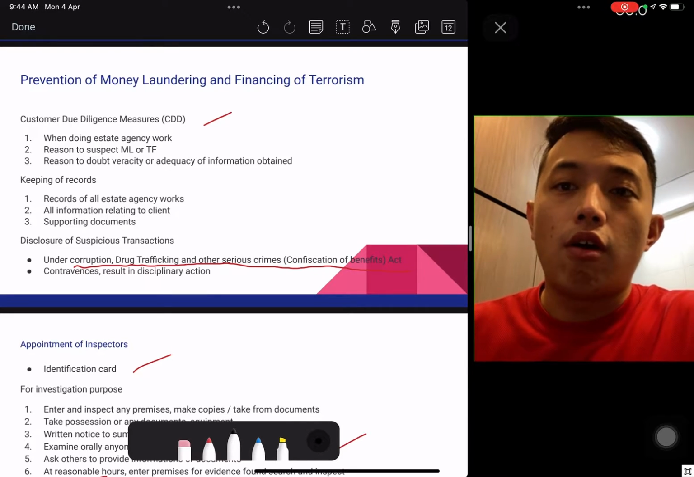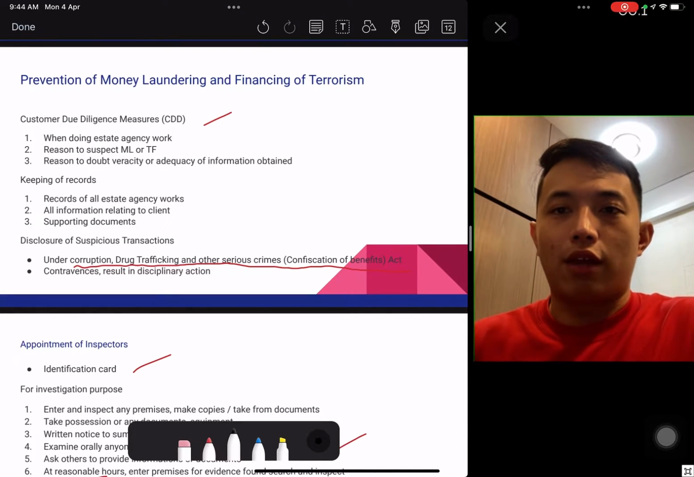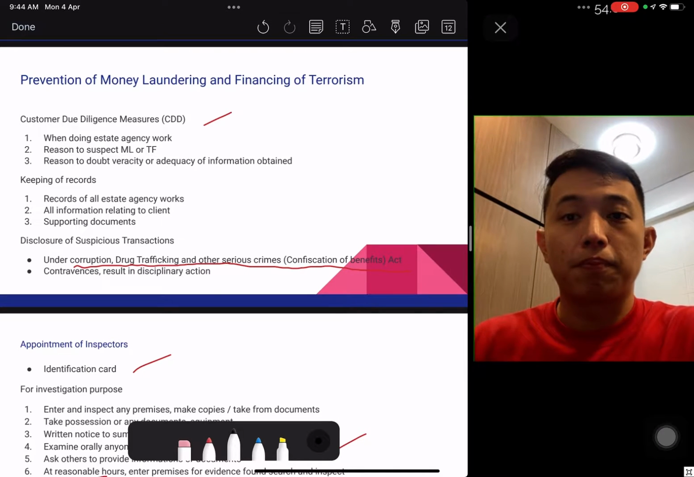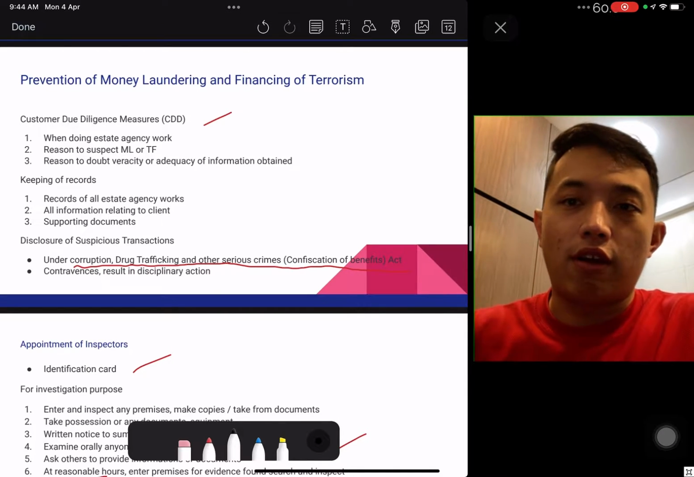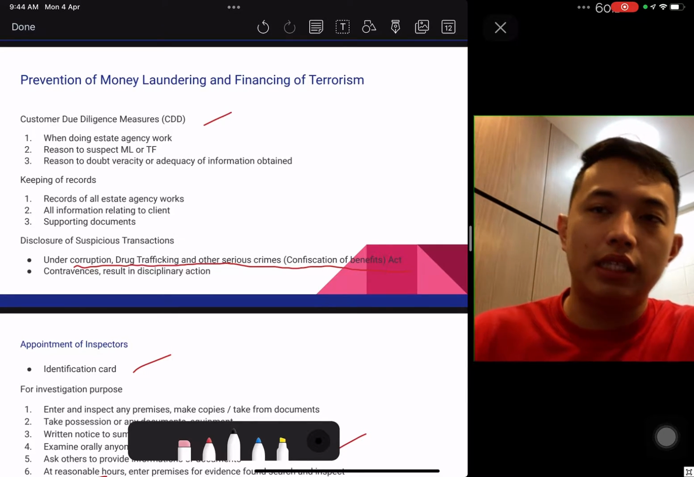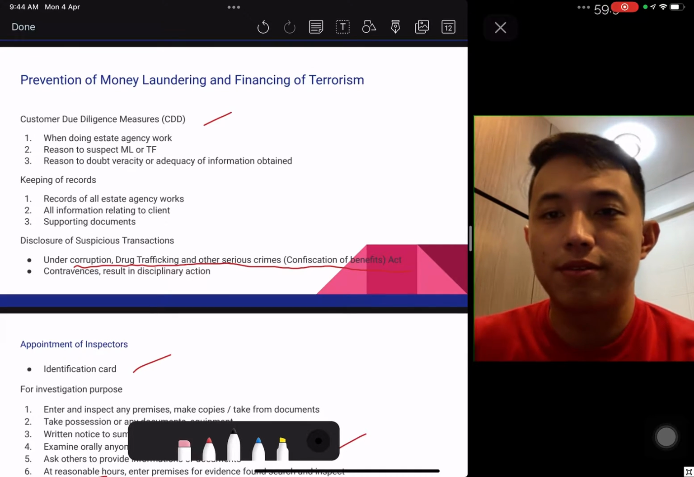So do know all the information will be kept by the agency until the end of transaction. So if any suspicion, the information will be staying with the company for very long. So keep a record, see, all the agency, everything will be kept inside to safeguard not only the buyer, seller, the client, and also yourself as an agent.